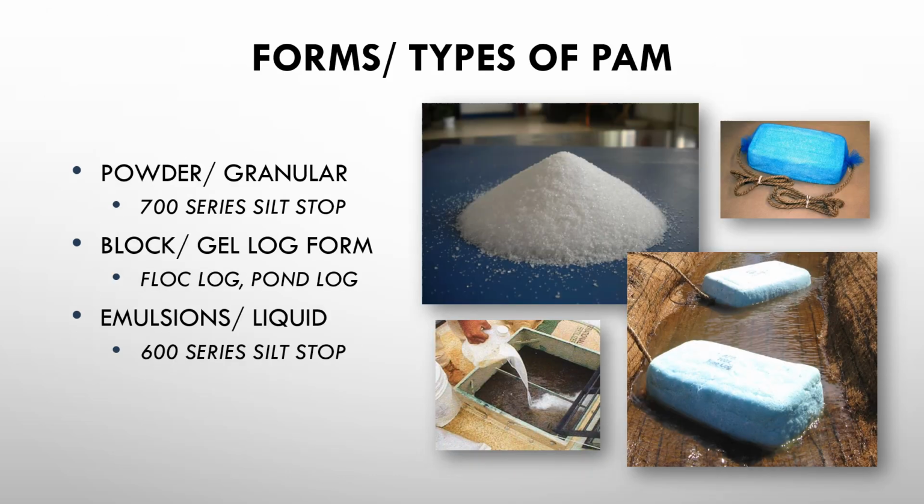Now, there are different forms of PAM. There is the granular Silt Stop powder, and then the solid gel flocculant log, or floc log, which is basically made from hydrating the granular PAM. And then there's also a liquid emulsion. The granular PAM is usually used for erosion control, soil stabilization, and water treatment. The block log or the gel form is typically just used for water treatment. That's what the floc log was designed for. And then the liquid emulsion, or the 600 series Silt Stop, we would typically only use for soil stabilization.